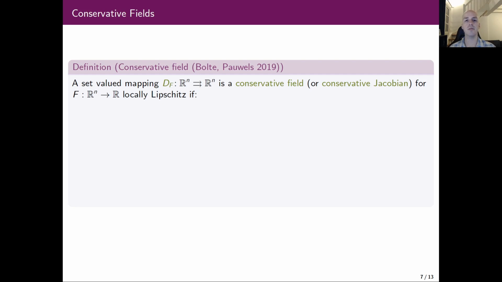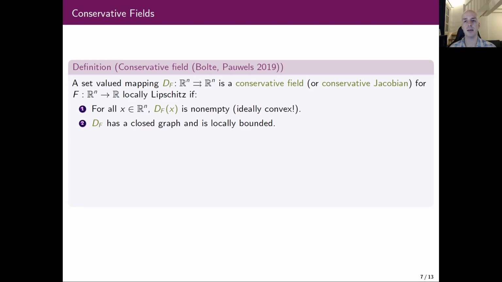Let's quickly turn to defining conservative fields, the generalization of Clark's subdifferential that we will use for our non-smooth implicit function theorem. A conservative field is a set-valued mapping df which generalizes the Clark Jacobian to have a chain rule. Given a locally Lipschitz function f, a conservative field for f must satisfy three properties. The first is that it should always be non-empty, and ideally convex, although this is not a big deal since the pointwise convex hull of a conservative field is again a conservative field.